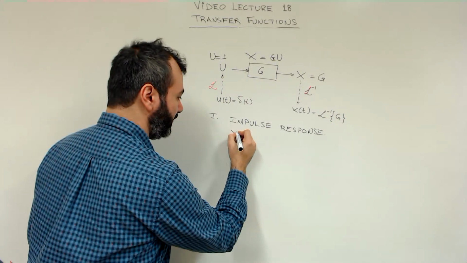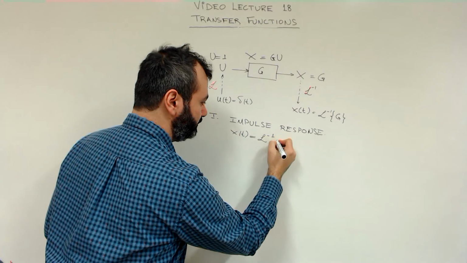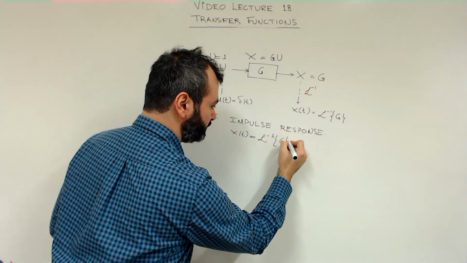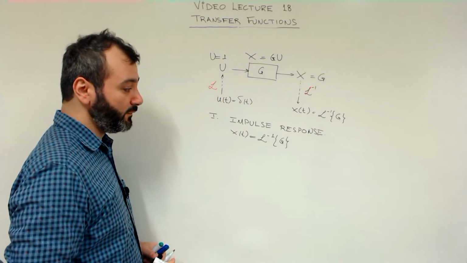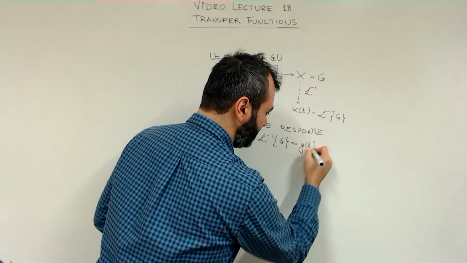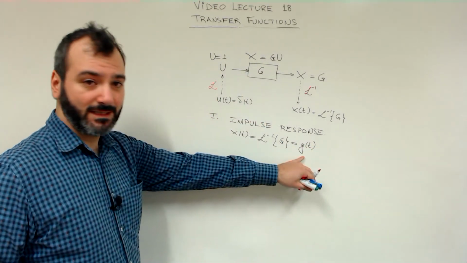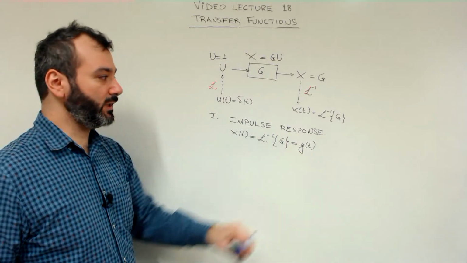Let's write it down here. x of t is the inverse Laplace transform of g uppercase. Let's give this a name. Let's call this g lowercase of t. Let us denote the impulse response of a dynamical system by g lowercase.